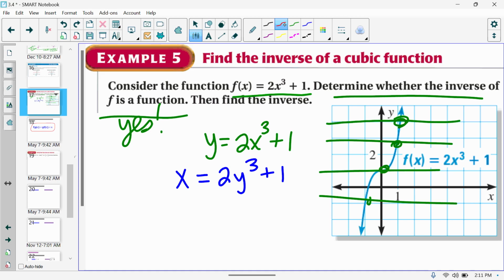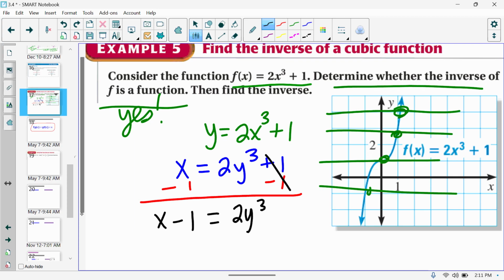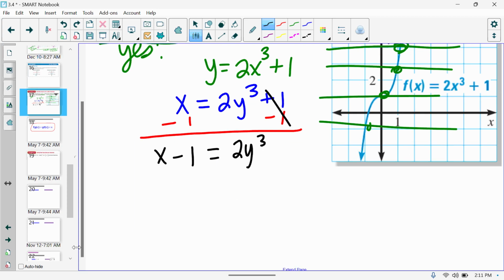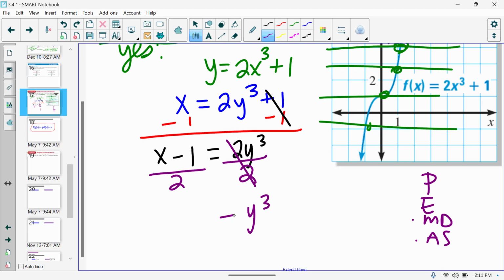So PEMDAS in reverse. The first thing we would need to do is take away 1 on both sides. So we would have just the 2y to the third left over here. We have to just write x minus 1 on this side because we don't have an actual number for x. Keep doing PEMDAS in reverse, right? Some people mess up at this point. After addition and subtraction, you have to do multiplication and division, meaning get rid of this 2. Again, everything over here has to get divided by 2. So make sure your fraction bar goes all the way across, okay?